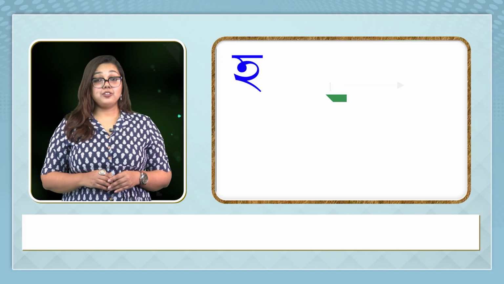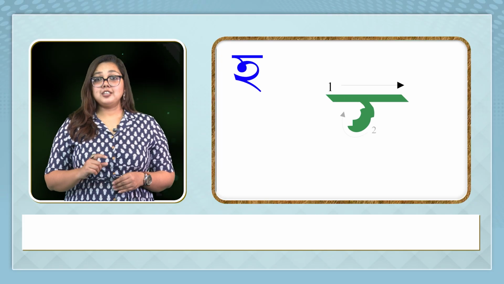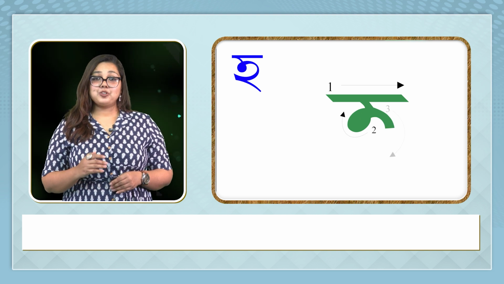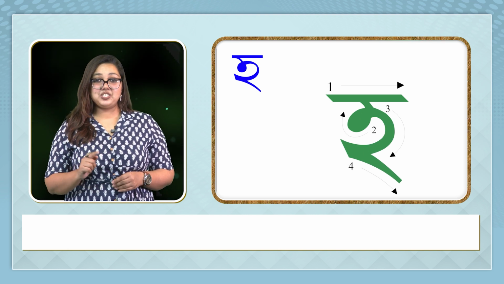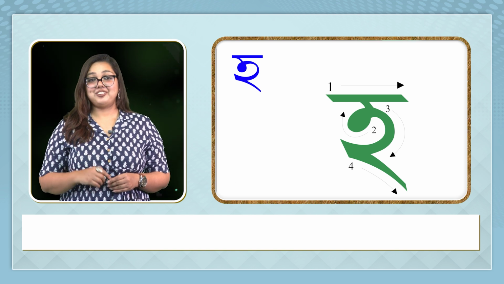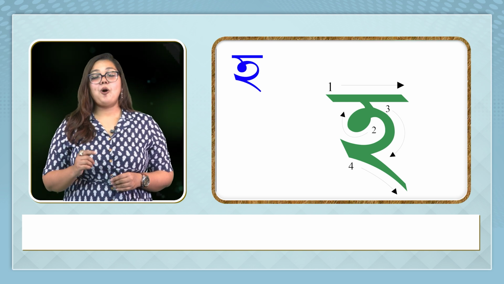Now, let's try to write the letter ha. First, we will draw the matra. Then, from the middle of the portion under the matra, we will draw like this and extend a slanted line towards like you are watching on the screen. Okay, this way you can practice writing ha perfectly.